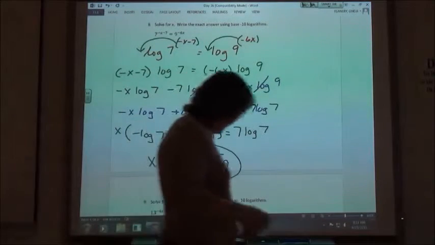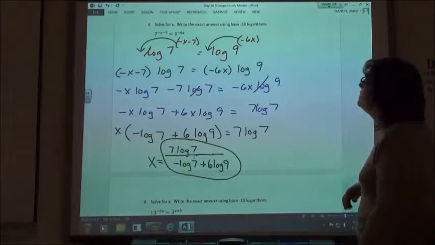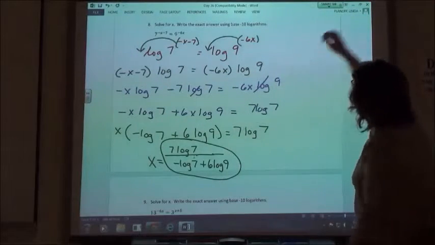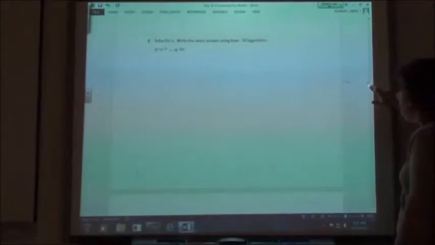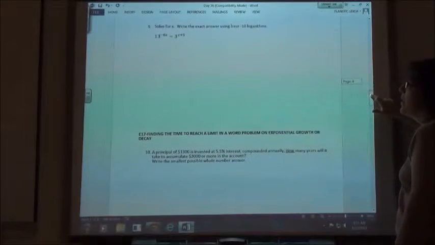And that's my answer. Yep, that's your answer. Since it says leave it using your base 10 logarithms instead of finding it to the nearest hundredth or whatever. All right, number 9, doing the same kind of thing then.